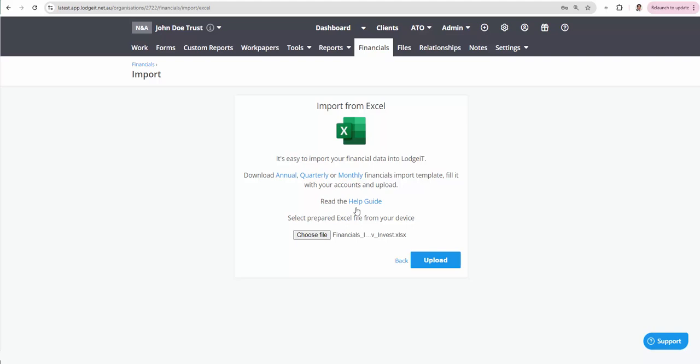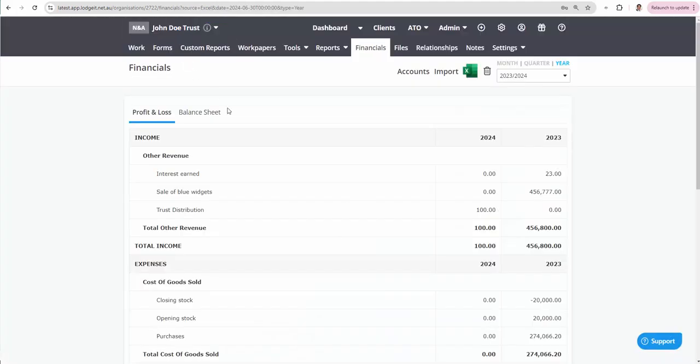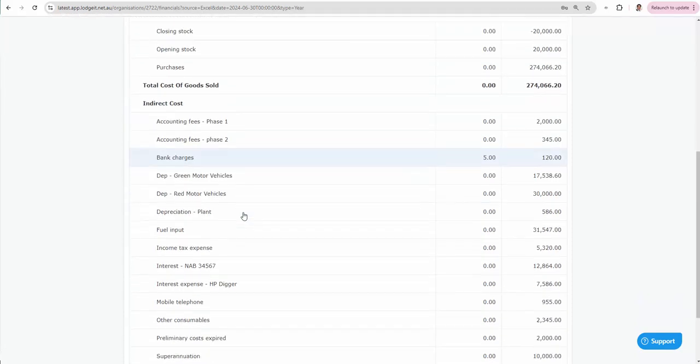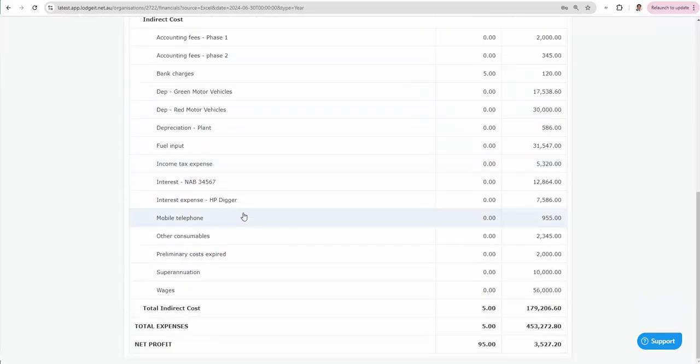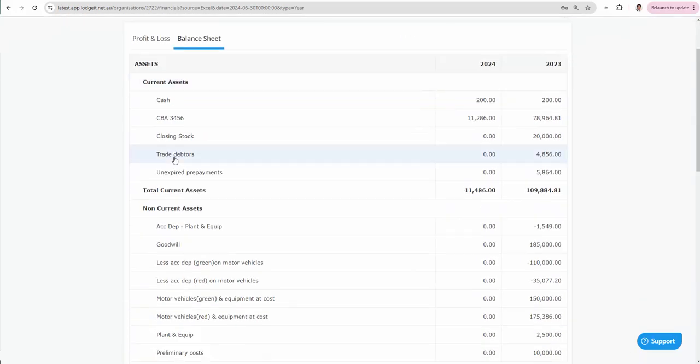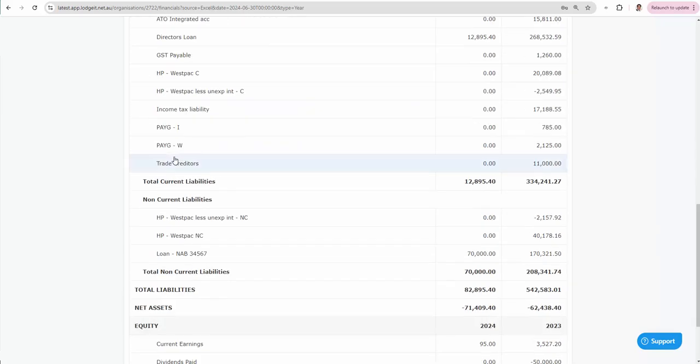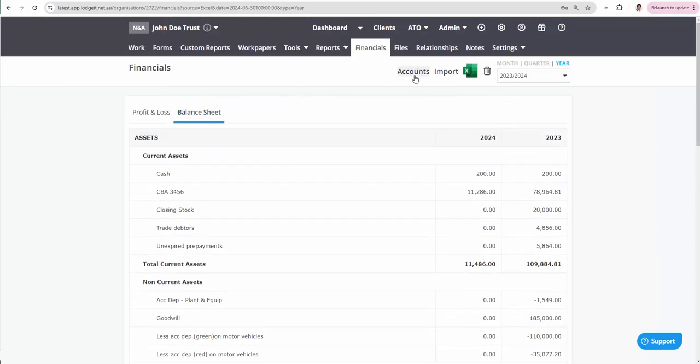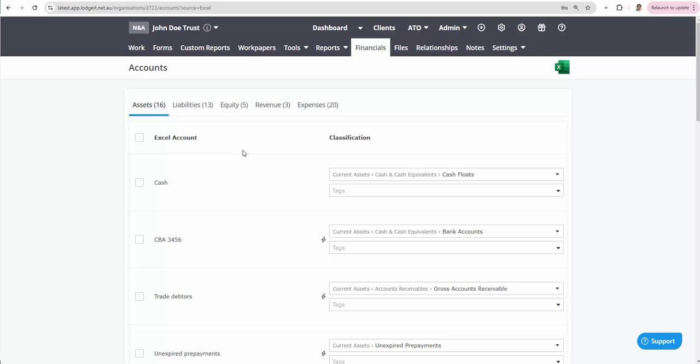So what we have here is a trust which has earned some trust distribution income. You'll notice there's nothing in here associated with the business. Everything here is investment related, including those bank charges of $5, and on the balance sheet, nothing that would indicate that it's a business. That's important when you get through to the tax return, because if there's anything associated with a business, it's going to create business related reporting requirements.